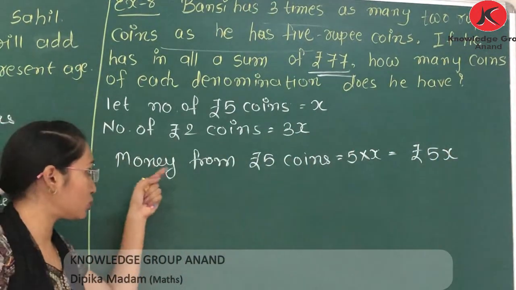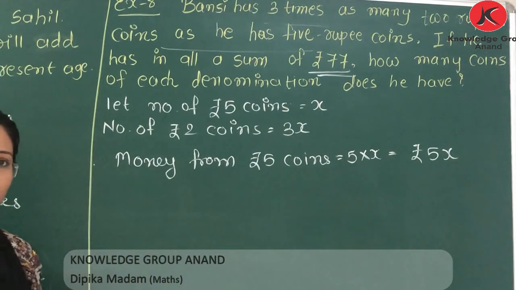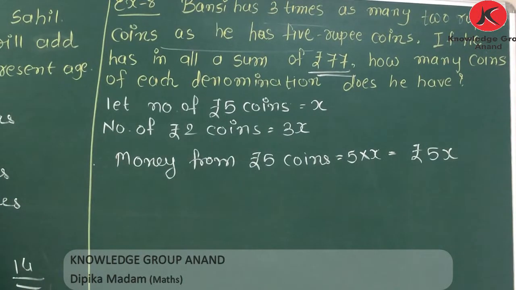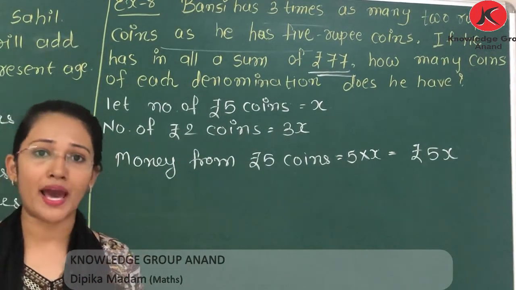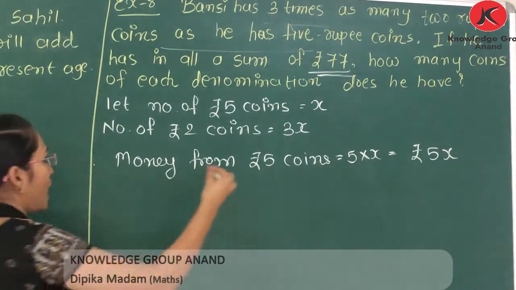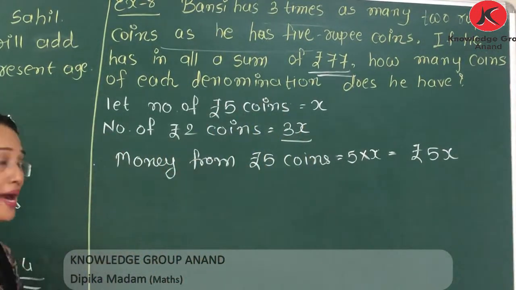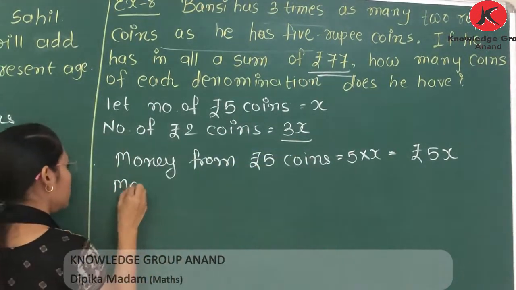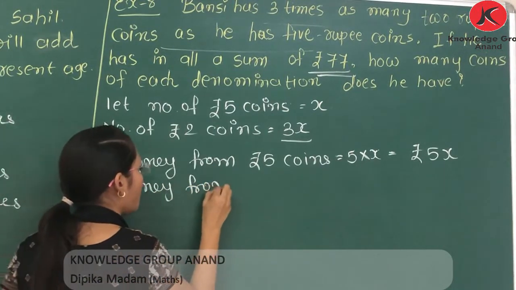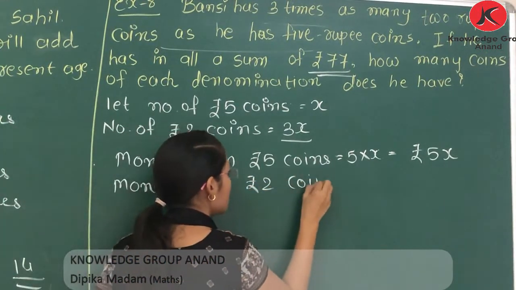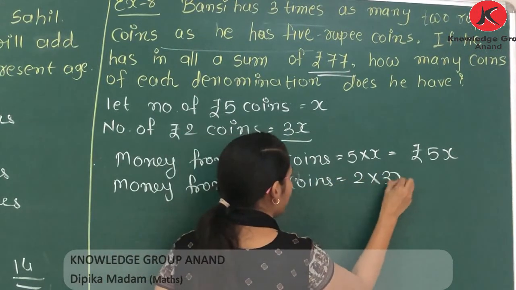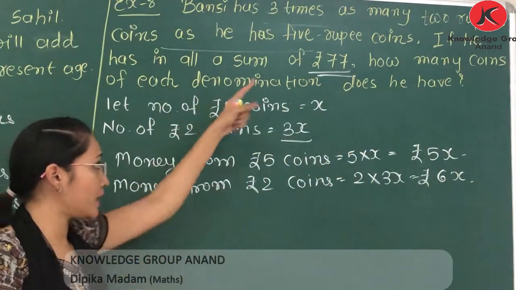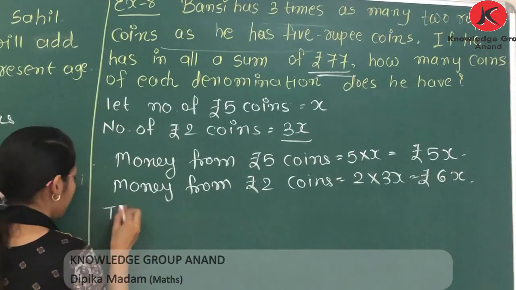Now for 2 rupees coins, if we have 1 coin of 2 rupees, it means 2 rupees. 2 coins means 4 rupees. 5 coins means 10 rupees. What are we doing? We are multiplying the number of coins with 2. So we have 3x coins, which means we need to multiply the number of coins with 2 to find the rupees. Money from 2 rupees coins is 2 multiplied by 3x, that is 6x. These are the rupees, but total money is given as 77.